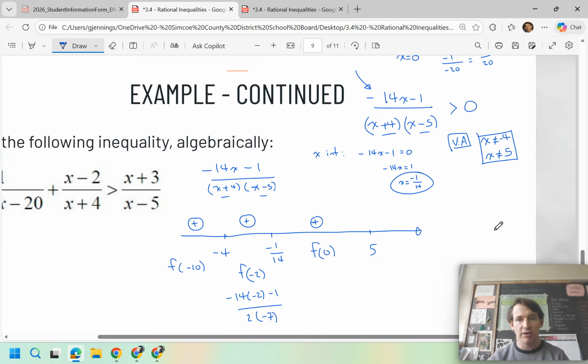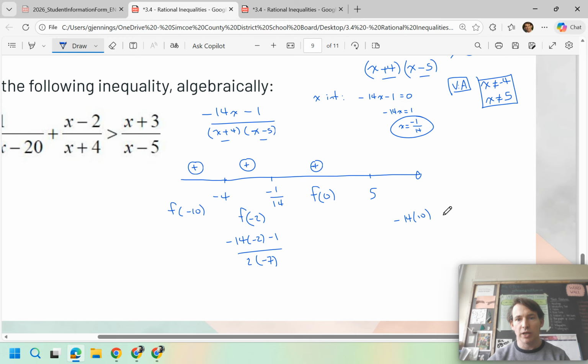Okay, and then after 5, we're going to have some different behavior here. After 5, let's test 10. F at 10. Minus 1 over 14 times negative 5. And we can see this is negative here and this is positive here, so we're positive again. And how is this thing positive for all values?